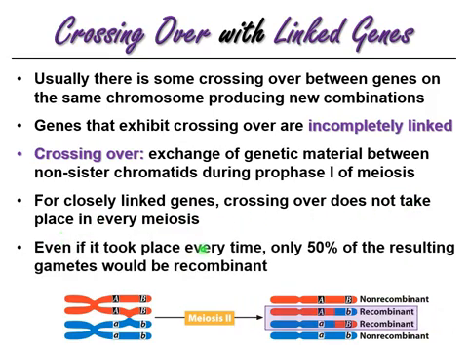But even if it took place every single time, like in this case, every single time if A and B got separated from one another, then we still only net out 50% of the resulting gametes would be recombinant, right? This chromosome would end up in a gamete non-recombinant. This chromosome would end up in a gamete recombinant. This chromosome would end up in a gamete recombinant. This chromosome would end up in a gamete non-recombinant, so 50%.